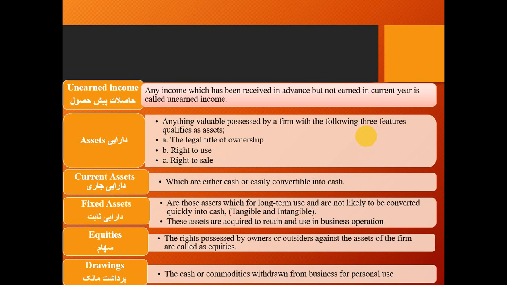Again, in the part of fixed asset, we have two types of asset. One is tangible asset, the second one is intangible asset. Tangible assets are those assets which can be seen and touched, like building, furniture, and machinery. Intangible assets are those assets which cannot be seen or touched, like intellectual property rights, business license, trademark, and different other examples we have for intangible assets.